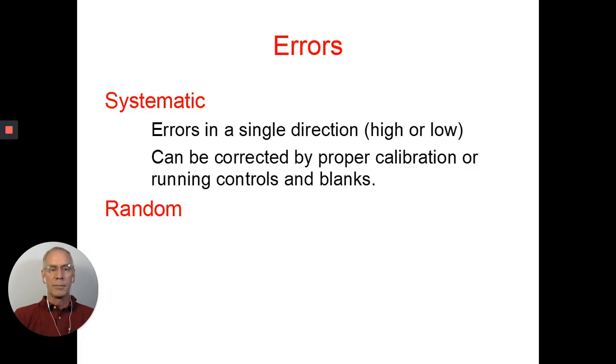Again, systematic things tend to be an error in one direction. Either all your measurements are high or they're all low, and they can be corrected through proper calibration, or running what's called a control to set your instrument up.